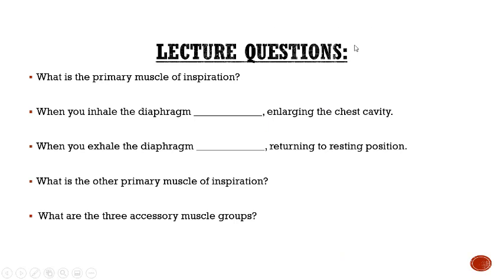Again, we're going to have these lecture questions at the end of every PowerPoint. You guys are responsible for answering these and turning them in. You guys can refer to the calendar to see when they're due. But just going through what is the primary muscle of inspiration. When you inhale, your diaphragm, and I'll just tell you this one, contracts, which is enlarging the chest cavity. So going through and answering these questions.